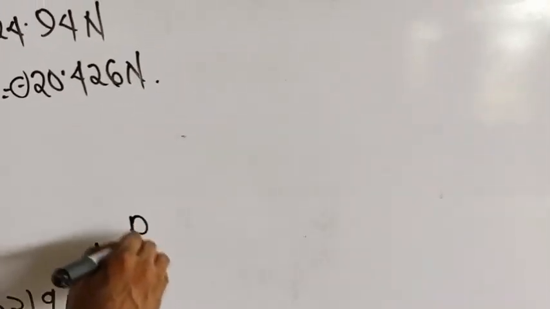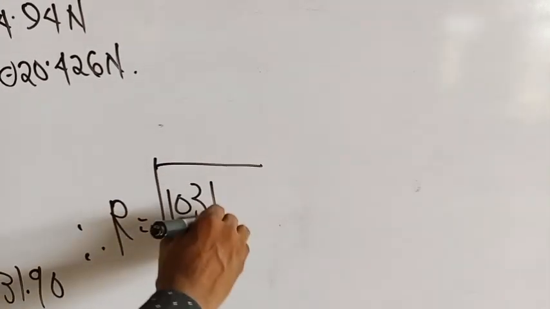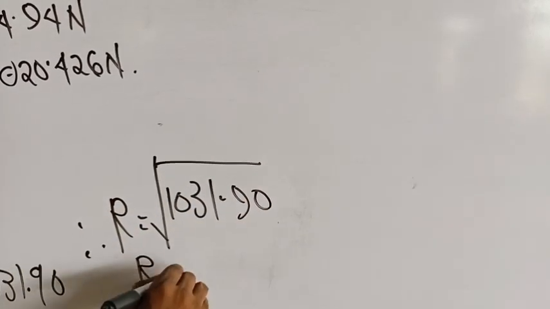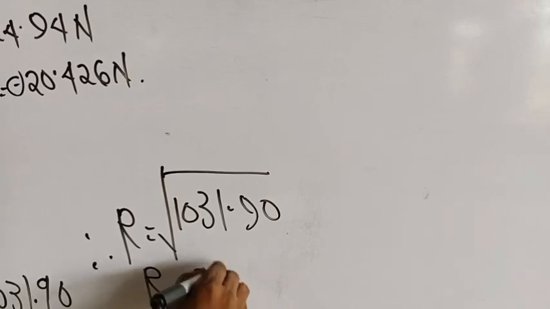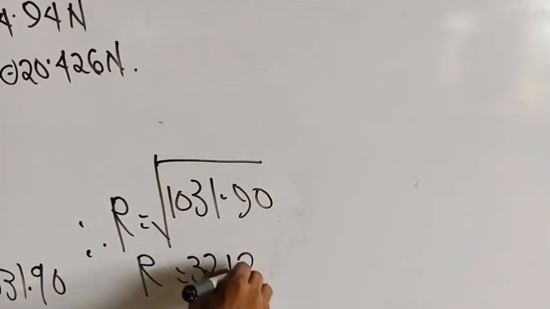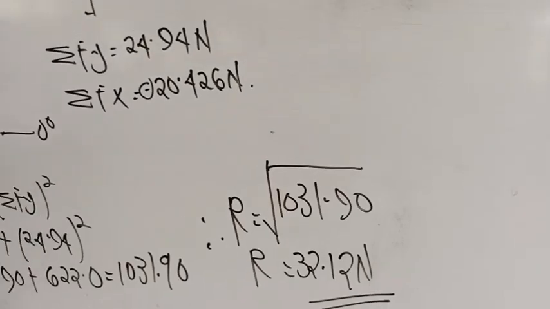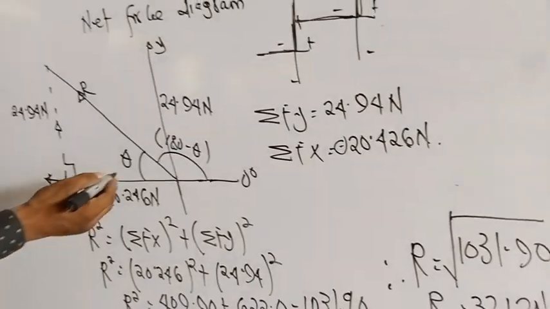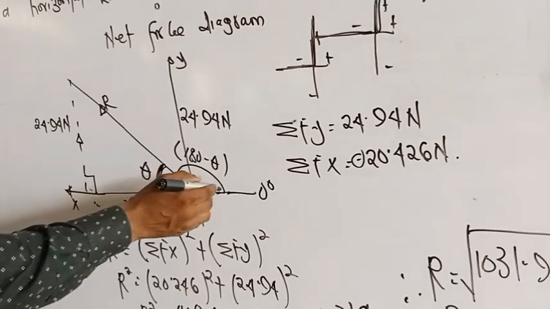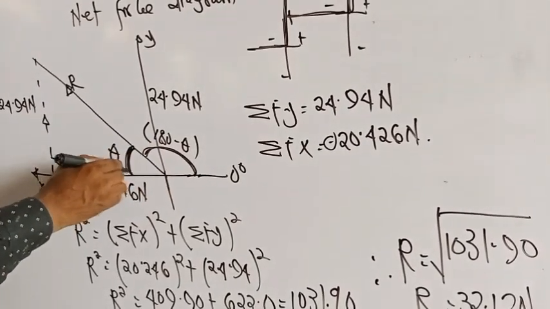Therefore, the resultant force is now root 1031.90. The resultant force will give us 32.12 Newton. So that's the resultant force for all the forces and the directions given. So let's also determine the direction of the force. This is the direction of the resultant force from here to here. To do so, I need to get the value of theta.